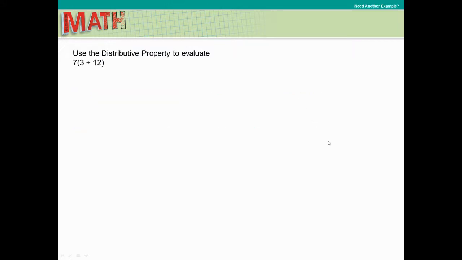Again, pause for a moment, however long it takes to do this, and use the distributive property. Don't just get the answer, but use the distributive property to practice that.